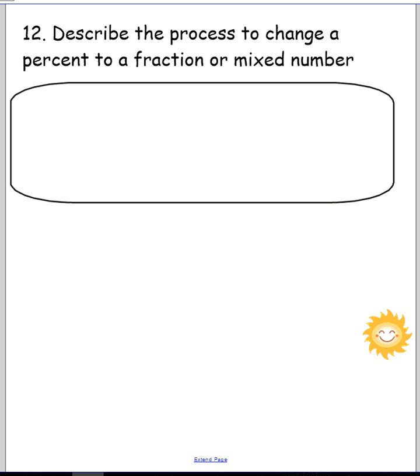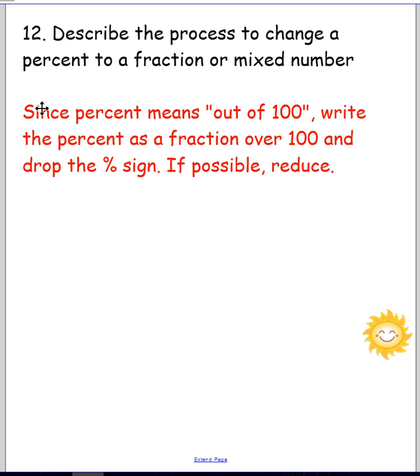And then finally, see if you can remember the process or the steps involved in changing a percent to a fraction or a mixed number. So jot down your ideas. What do you think? My idea was that since percent means out of 100, we write the percent as a fraction over 100, drop the percent sign, and reduce. Did you get all of that? If not, make sure that you fix your answer.